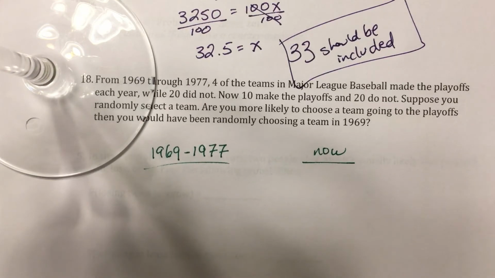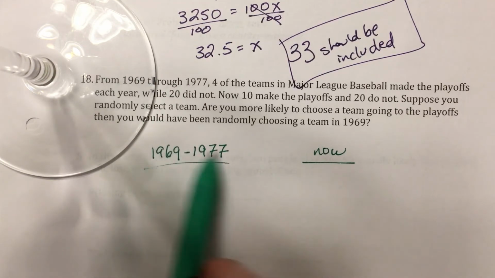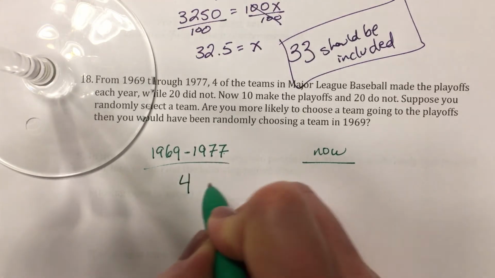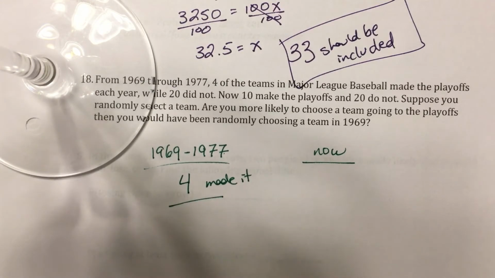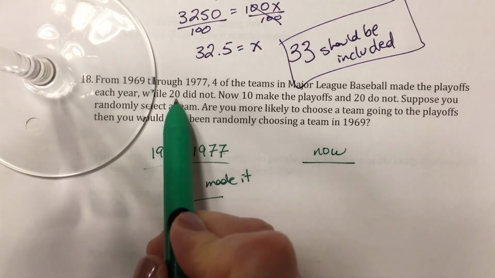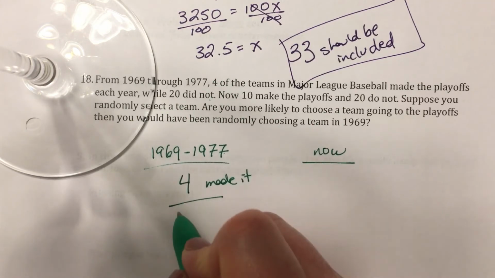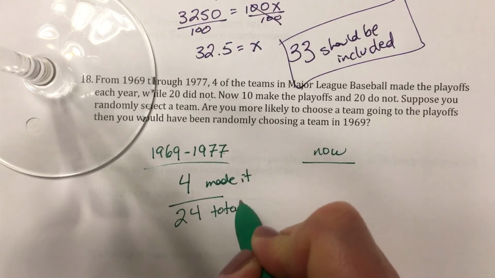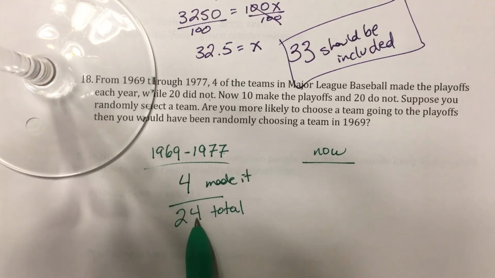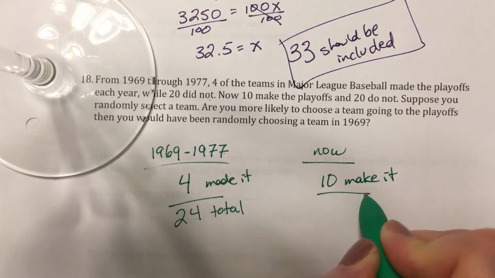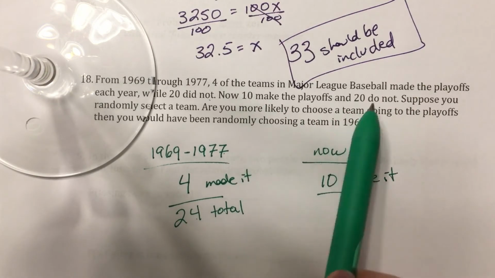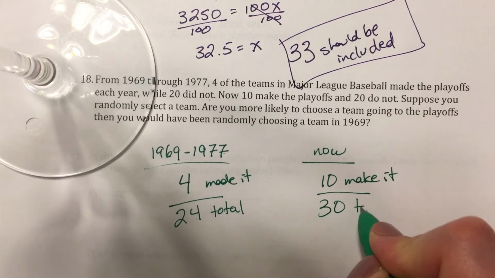So according to this, during this era, 4 teams made it to the playoffs, while 20 did not. So if 20 did not and 4 did, that means we have 24 total. So 4 out of 24 made it to the playoffs. Now 10 make it, 20 do not. So 10 make it, 20 do not. We've got 30 total.